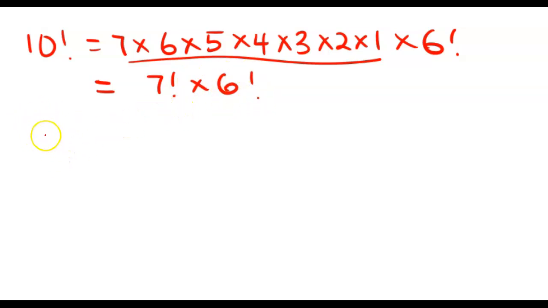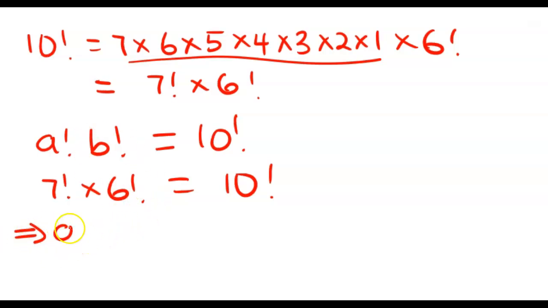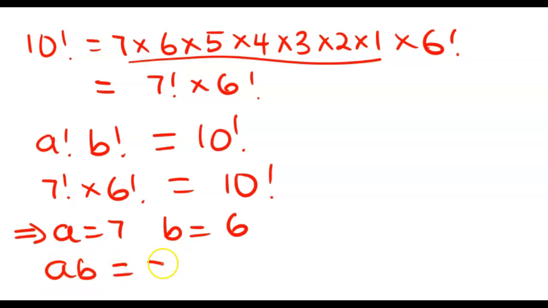So we had A factorial times B factorial being equal to 10 factorial. So we have 7 factorial times 6 factorial is equal to 10 factorial. So when we compare, we can say that A is equal to 7 and then B is equal to 6. So if you want to find the product, AB will be 7 times 6, which is equal to 42.